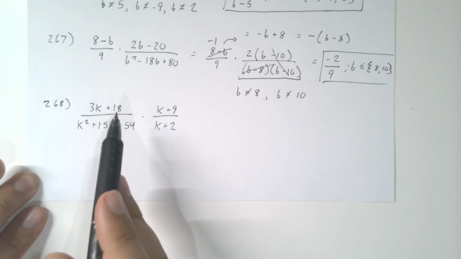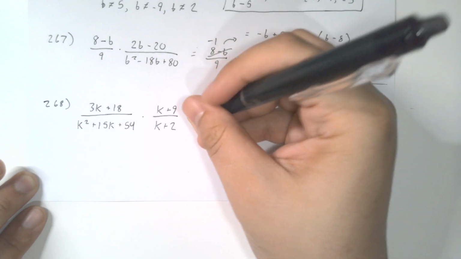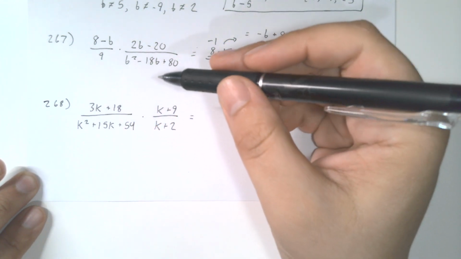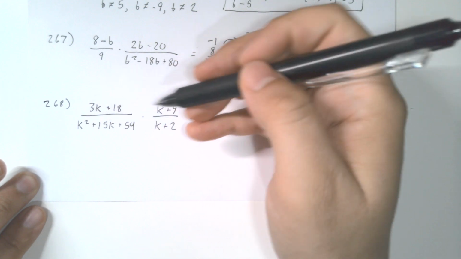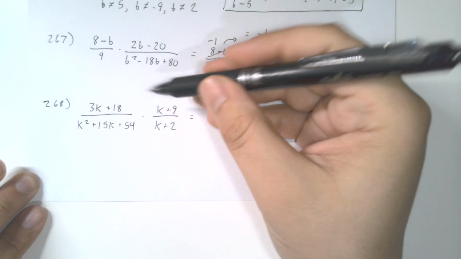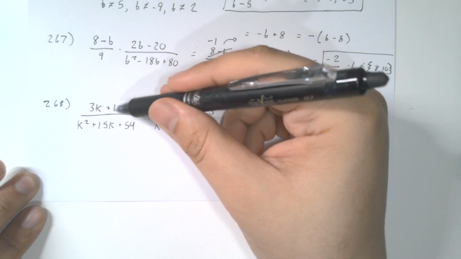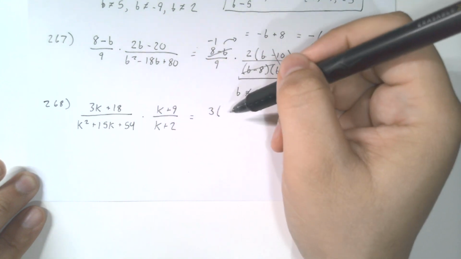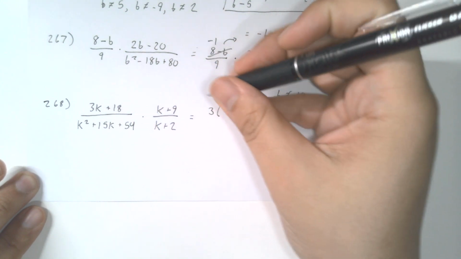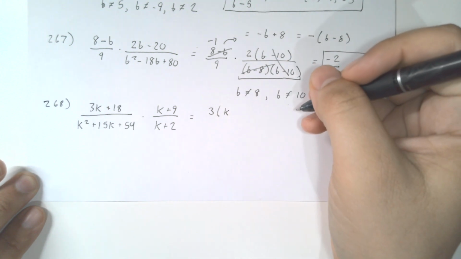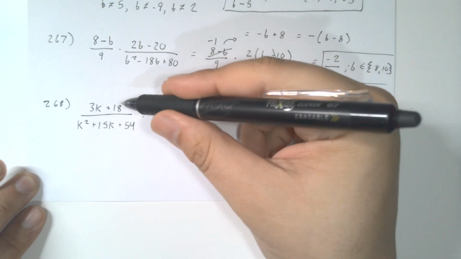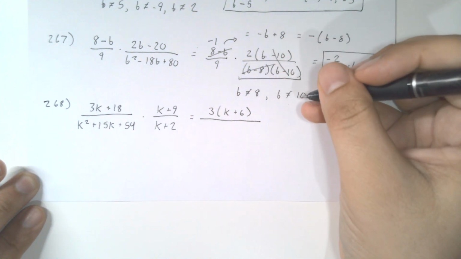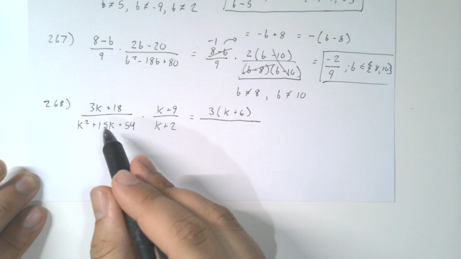But what about the left fraction here? We have 3k plus 18. Well, 3k plus 18, the greatest common factor between 3 and 18 is 3. And we can't factor out a k because this 18 doesn't have a k with it. So 3 times what gives us 3k? Well, 3 times k. And then 3 times what gives us 18? That would be 6. And this is all going to be divided by whatever we factor the denominator into.